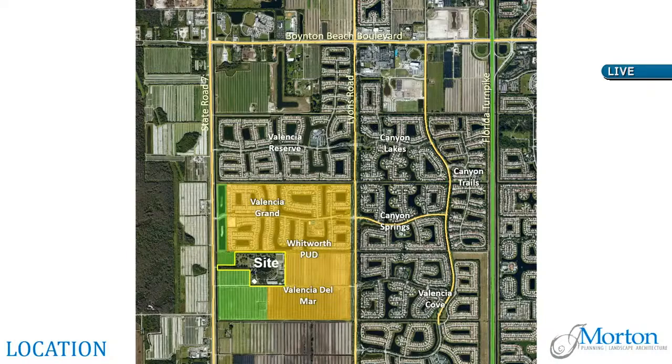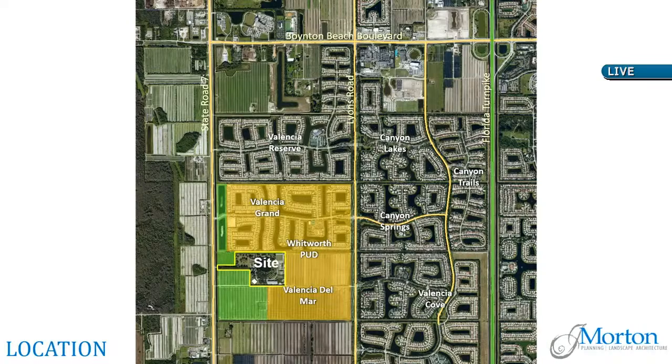You can see on the aerial the Whitworth PUD, which is the yellow and green area. There are other off-site preserve parcels associated with the Whitworth PUD, but I'm going to focus on the part that really applies to this text amendment. So you see Eternal Light identified as the site there. It's kind of like the donut hole. It's surrounded by, again, the Whitworth PUD. To the north is an existing development. It's known as Valencia Grand. So it's impossible for Eternal Light to expand to the north.